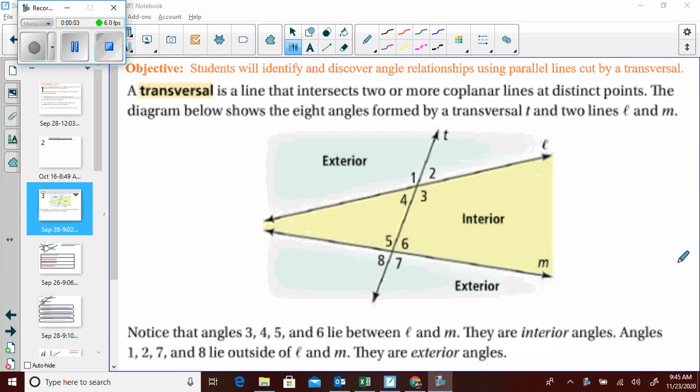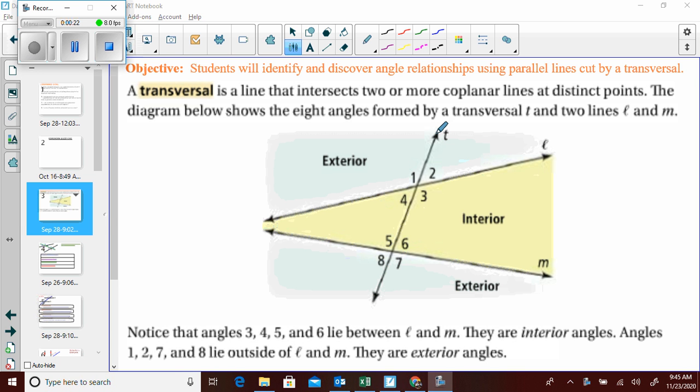All right, this section we're going to learn about two parallel lines cut by a transversal, but we need to do a little bit of vocab first. Let's talk about a transversal. A transversal is just a line that intersects two or more lines. So if I have line M and L, the transversal would be T. It will intersect two or more lines.